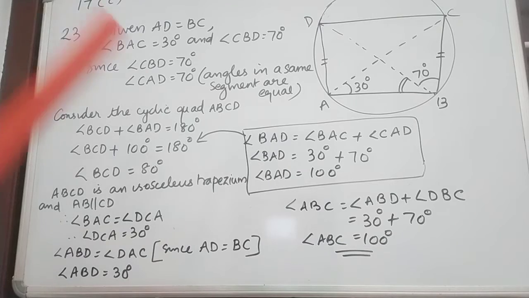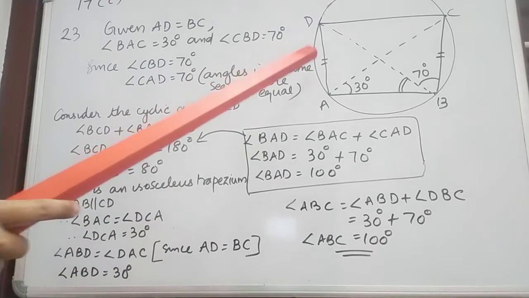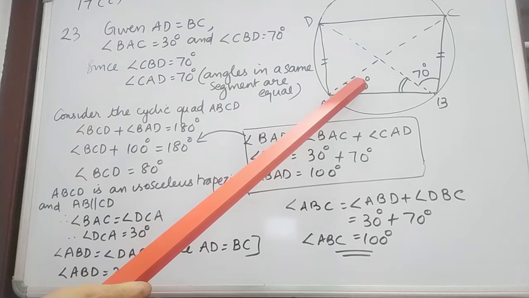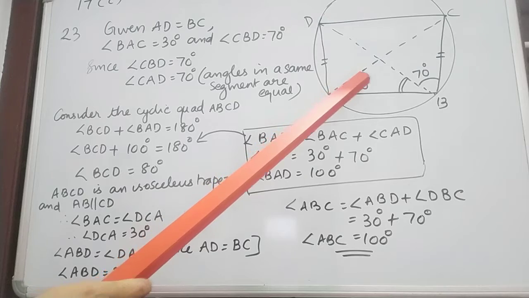Next question number 23. In the figure given below, AD is equal to BC, angle BAC is equal to 30 degree and angle CBD is equal to 70 degree. Find first one angle BCD, second angle BCA, third angle ABC, fourth angle ADB. Given AD is equal to BC, angle BAC is equal to 30 degree and angle CBD is equal to 70 degree.